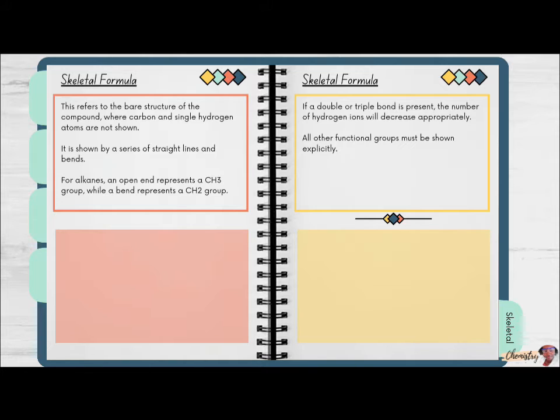The skeletal formula does not show carbon and hydrogen atoms and gives us the backbone of the structure. But this formula will be using a series of lines and bends. We just saw the displayed formula of propane. It had 3 carbons. The skeletal formula of propane looks like this. Every open end of a skeletal formula represents a CH3 group. Every bend represents a CH2 group. And here we have another open end, which means, of course, another CH3 group.